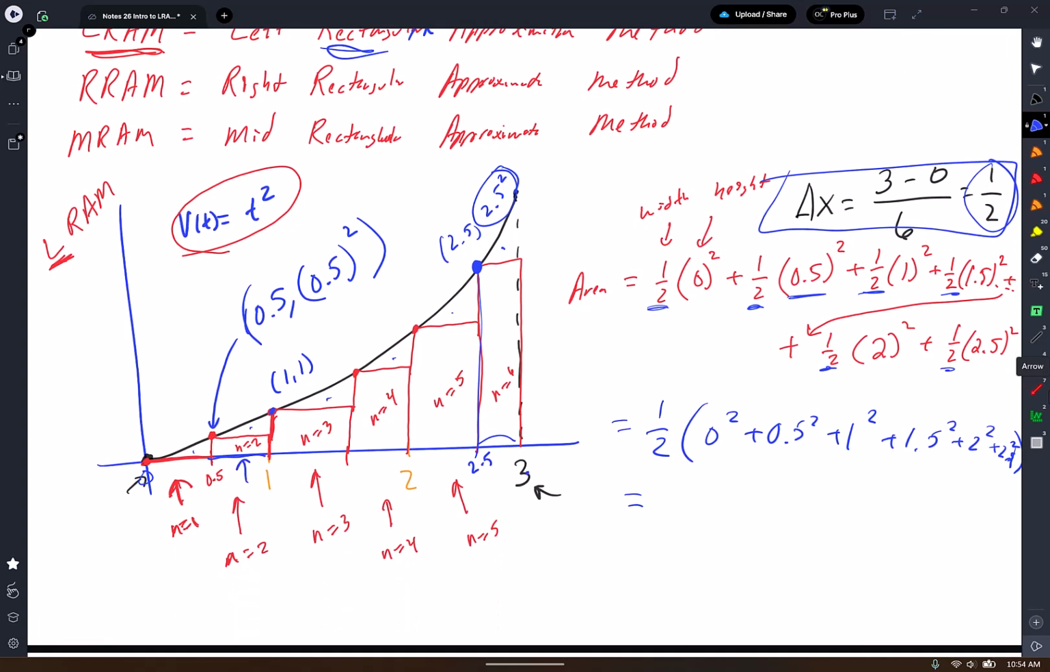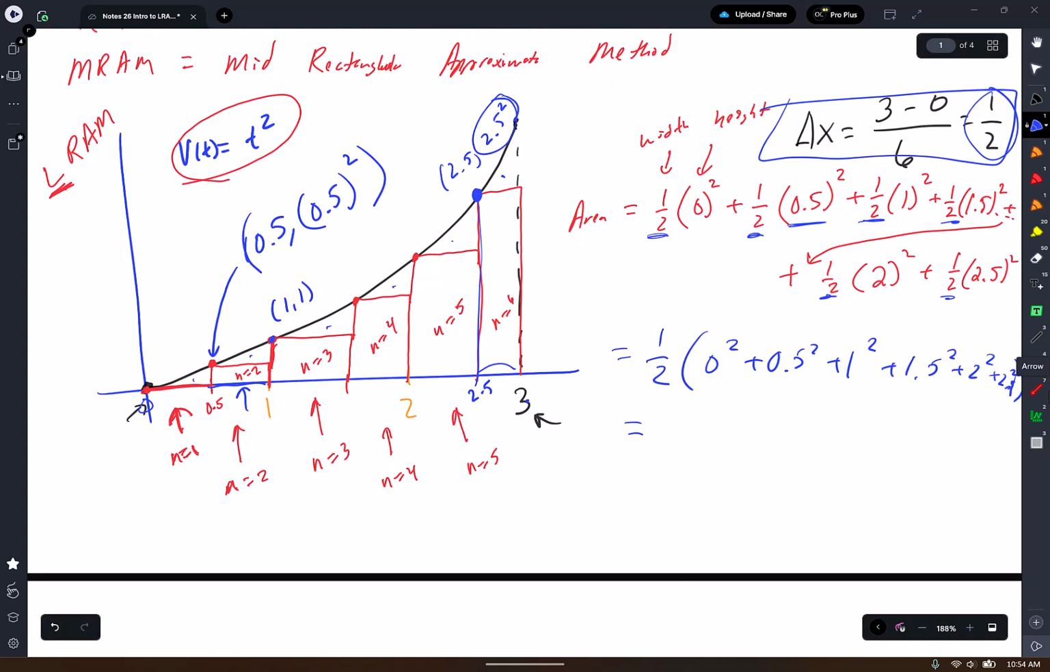So from 0.5 to 1, that's a half. From 1 to 1.5, that's a half. From 1.5 to 2, that's a half. From 2 to 2.5, that's a half. From 2.5 to 3, that's another half. So all the bases are half. And I just have to calculate the height. Okay, what was this number, guys? Did someone calculate it for me, please? What is it? 6.875. That sounds correct to me.